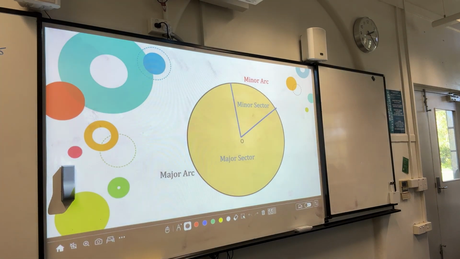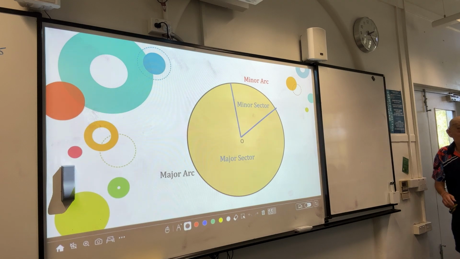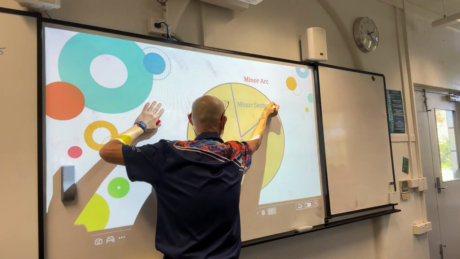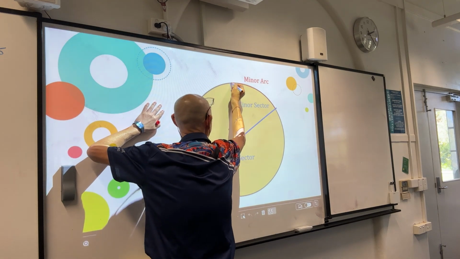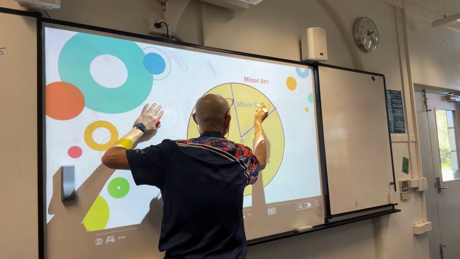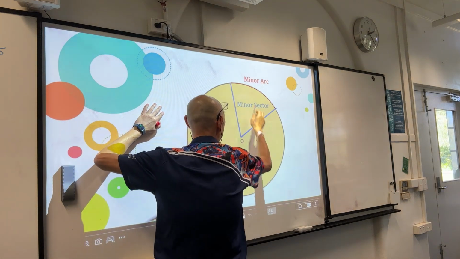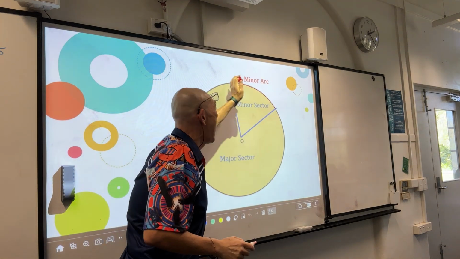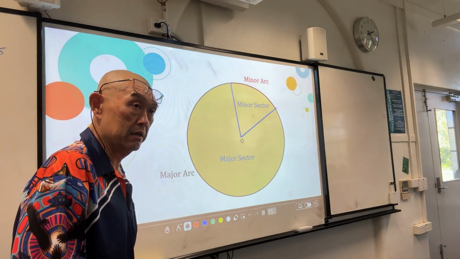From there, circle again. You need to know what the minor arc and the major arc are. So the minor arc is just this bit here. You've got the radius, and this bit is smaller than this bit. Therefore, this is the minor sector, and this is the major sector. And this is the minor arc, this is the major arc. Okay?